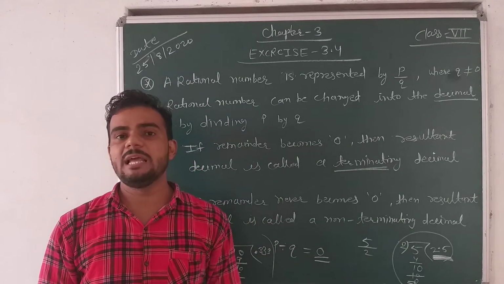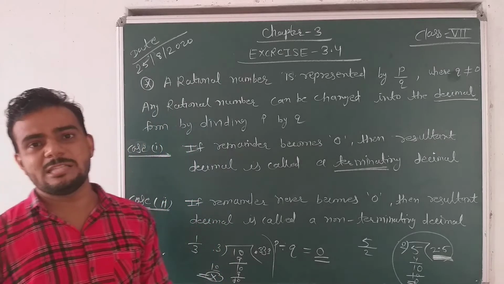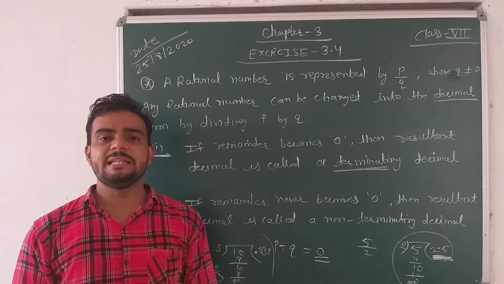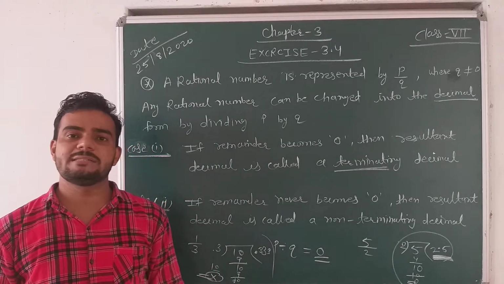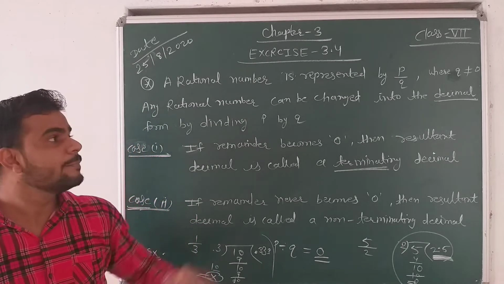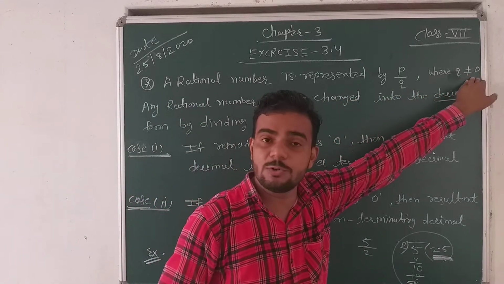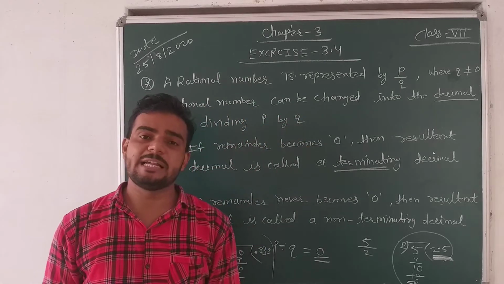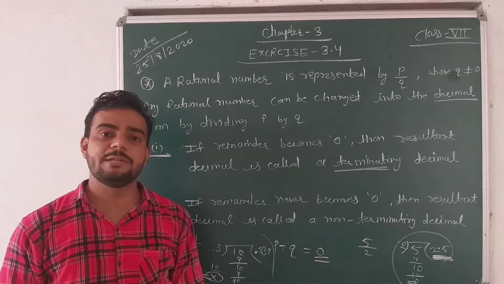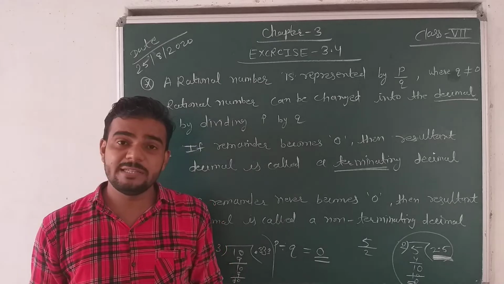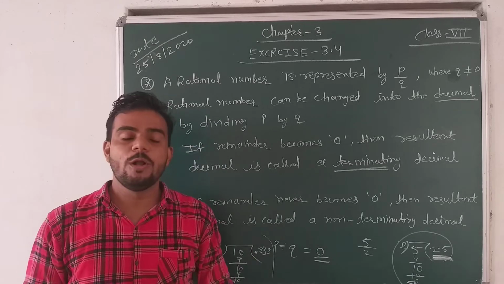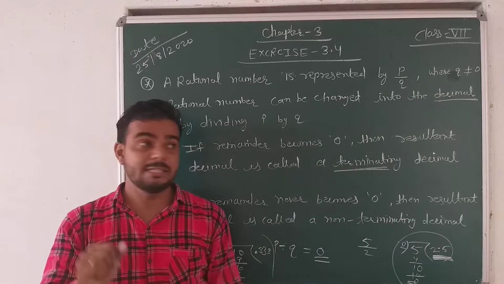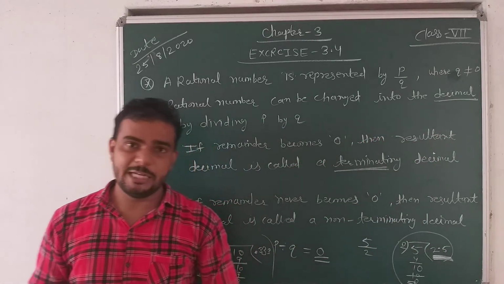Okay, so once again I explain all things. What is a rational number? The number we can write in the form of p by q is called a rational number, but the important condition is that q is not equal to 0. q should not be 0. Then any rational number we can change into a decimal, by dividing the numerator by the denominator. So there are two cases, it means two types are there.